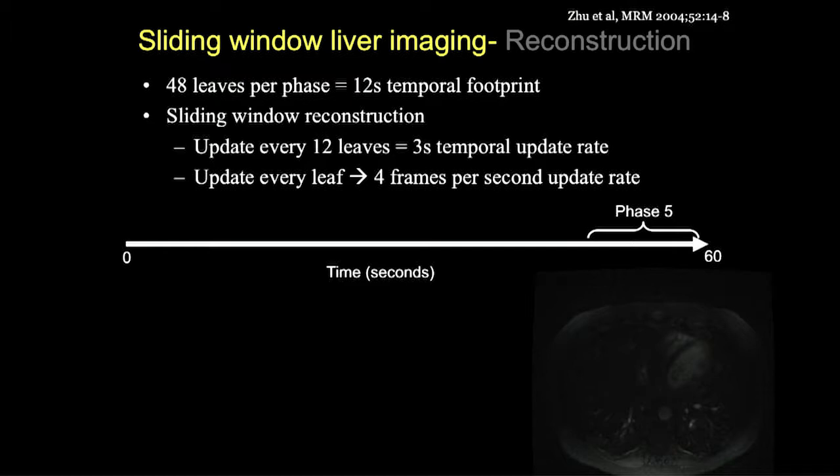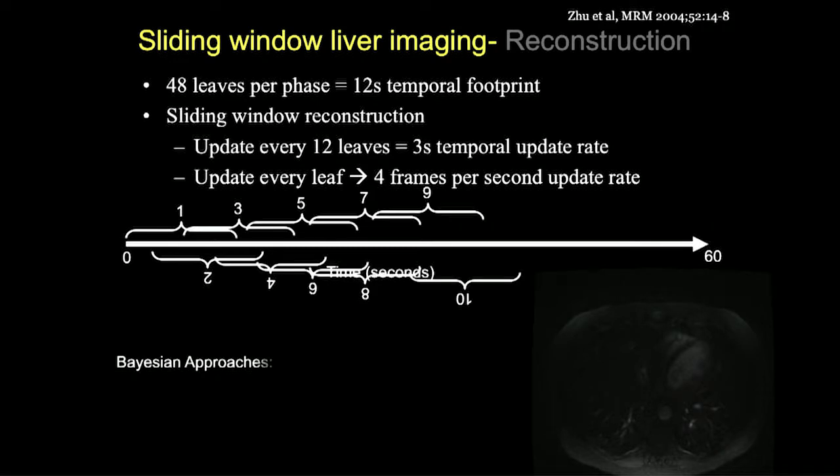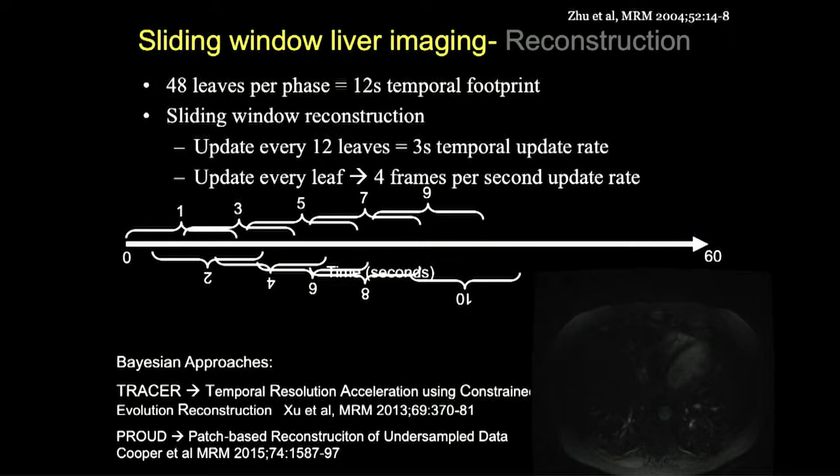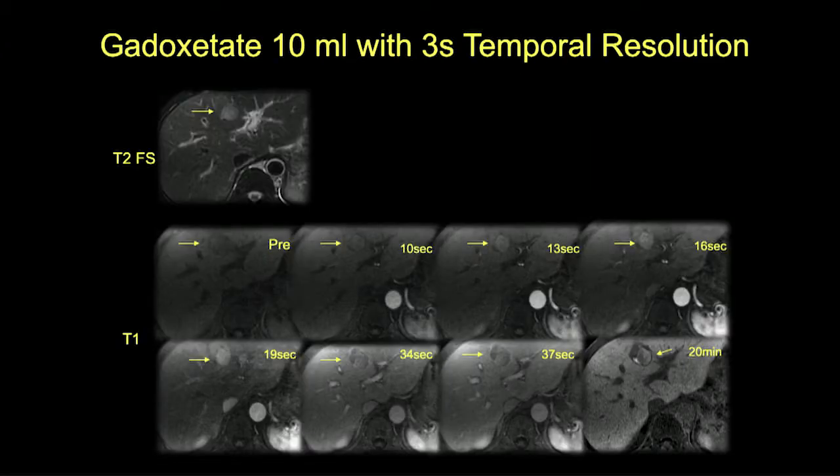But since those spiral interleaves are being collected sequentially, you can also just slide your window along and get whatever temporal resolution you want. And in this way, you get a huge increase in the potential temporal update rate. And there are also some Bayesian approaches to do the reconstruction, such as TRACER or PROUD or compressed sensing, which further enhance the ability to improve your temporal resolution.